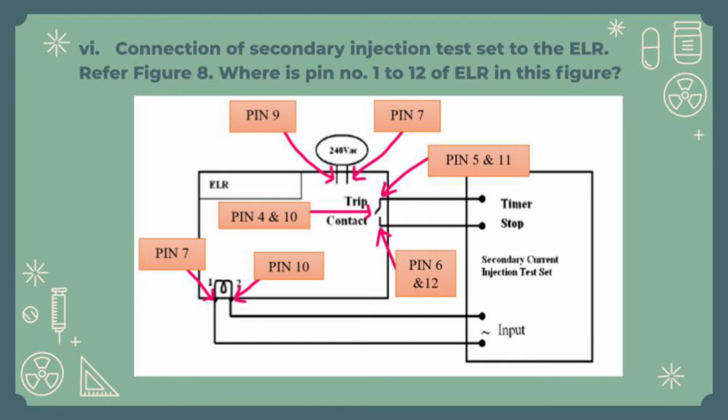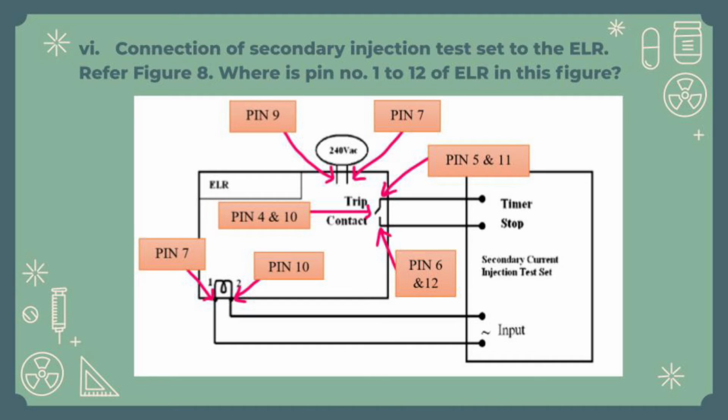Question number 6. Connection of the secondary injection test set to the ELR, refer to Figure 8, where pin number 1 to 12 of the ELR are in this figure. For the connection of the secondary injection test set to the ELR, pin number 9 and number 7 are the positive and negative terminals for the auxiliary power supply to operate the earth leakage relay.